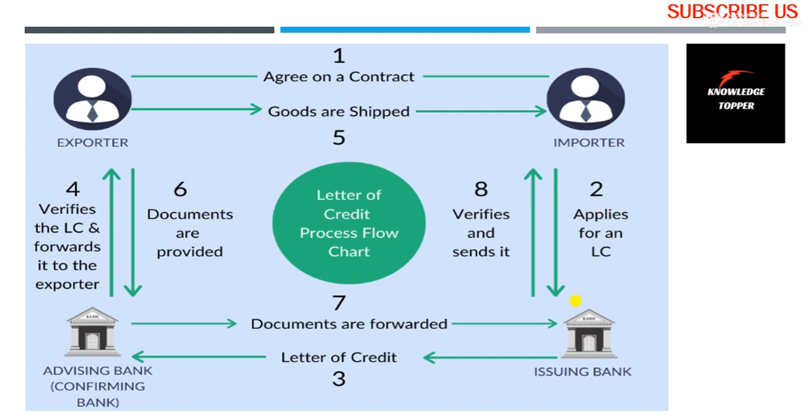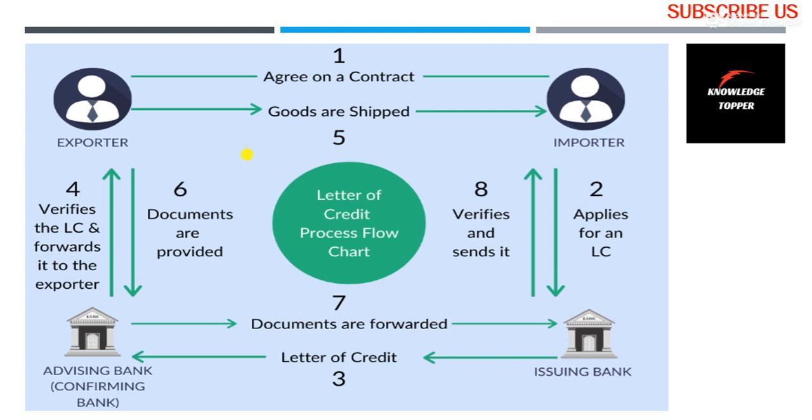Now the third step is between the issuing bank and the advising bank. In the third step, the LC is sent by the issuing bank to the advising bank. The advising bank is generally based in the exporter's country and may even be the exporter's bank as well. In the fourth step, the advising bank verifies the authenticity of the LC and forwards it to the exporter.